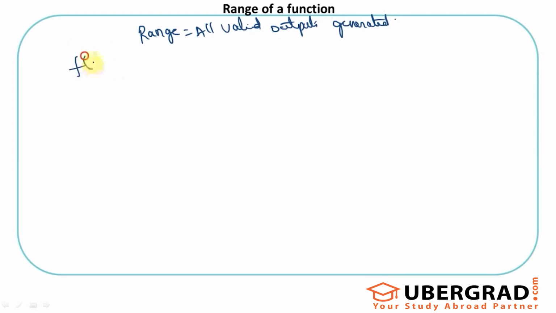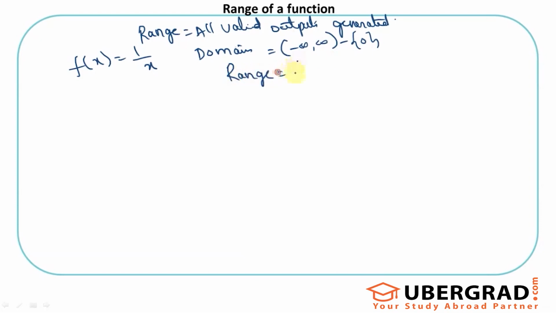So if I have a function like f of x equals 1 by x, what is the domain for it? As I have already discussed, minus infinite to infinite except 0. So I should find that range will be only with the valid input. Whatever I give as input, what can that throw as my output? The range is everything for this, because I don't have 1 by 0, which is the problem.